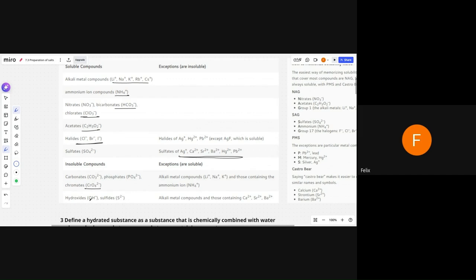Most of the hydroxides are insoluble, and sulfides as well, but again we have some exceptions. Alkali metal compounds, like lithium, sodium, potassium, rubidium, cesium, and ammonium, and those containing calcium, strontium, and barium are soluble, but other than these, they will be insoluble.